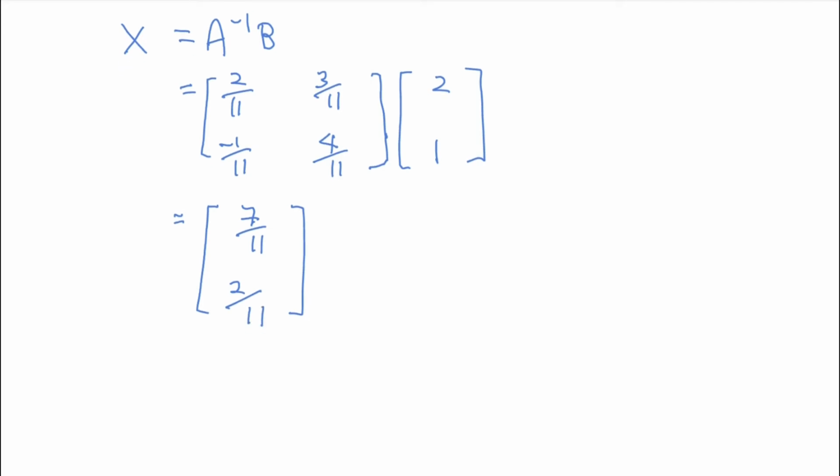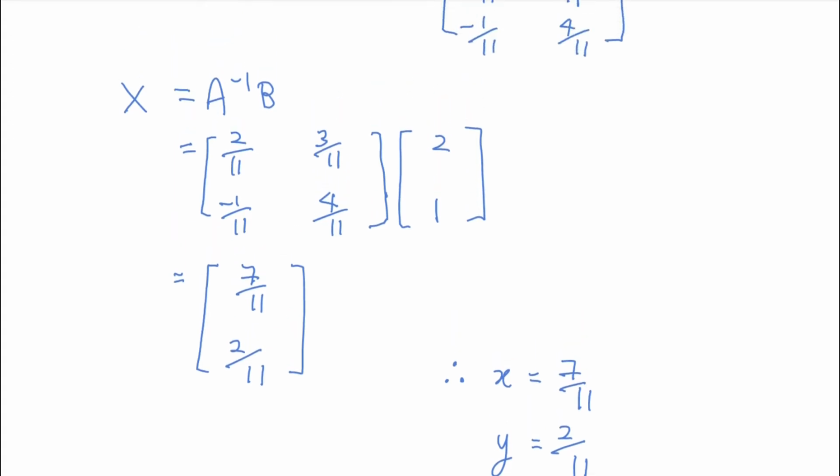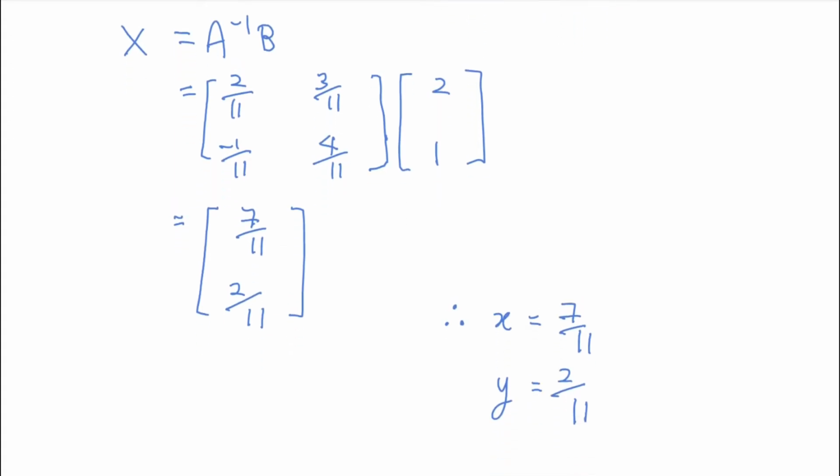But don't stop here. You need to write the conclusion. So the value of x here is 7 over 11, and the value of y here is 2 over 11. That's how you solve the system of equations by using the adjoint method.